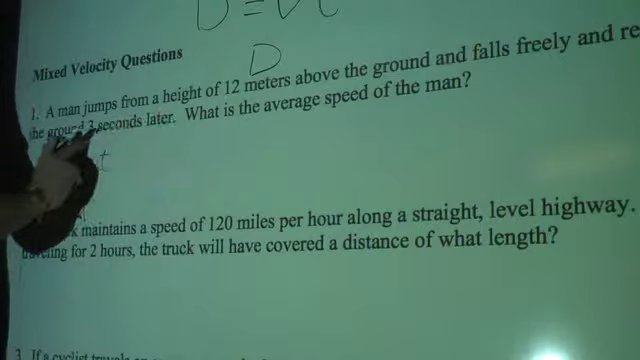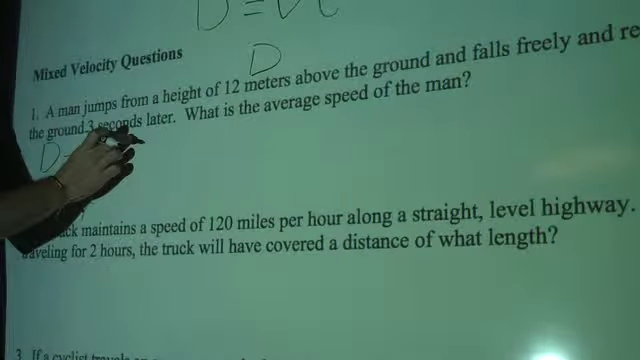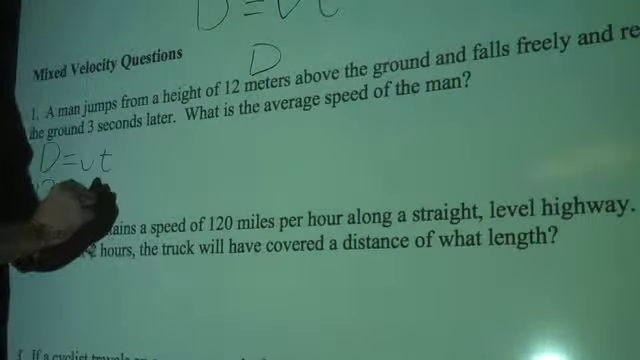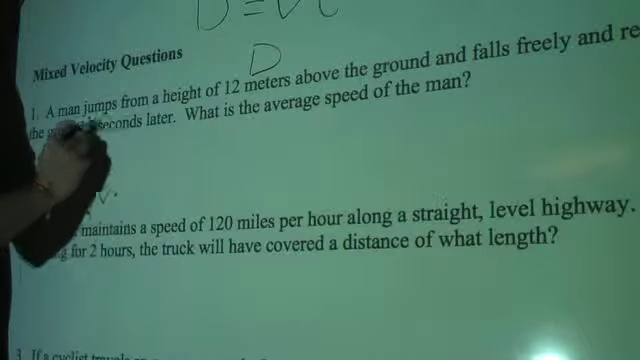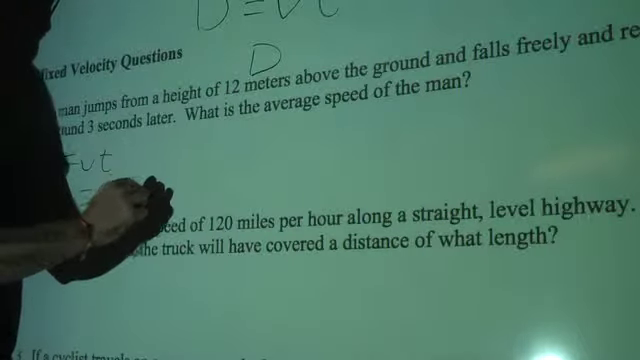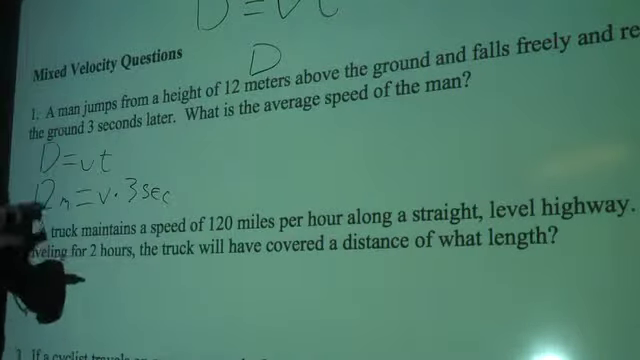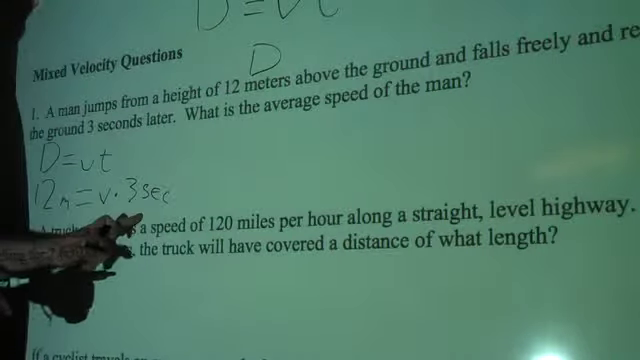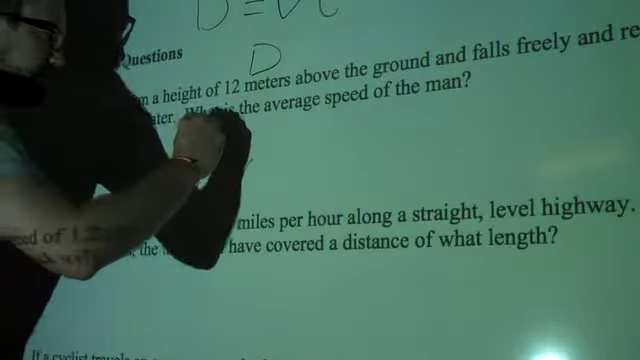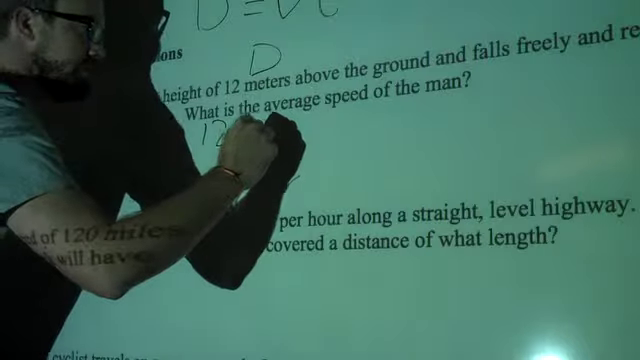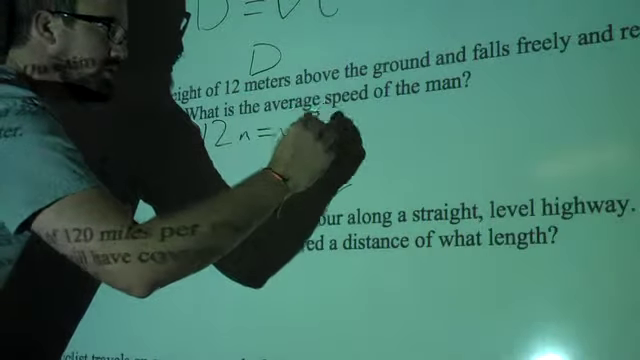And then I don't know what v is yet because all I've labeled here is t, so I'm going to write v times 3 seconds. Alright, so 12 meters equals v times 3 seconds. So let's rewrite that up here. 12 meters equals v times 3 seconds.